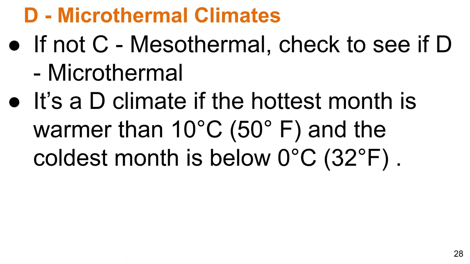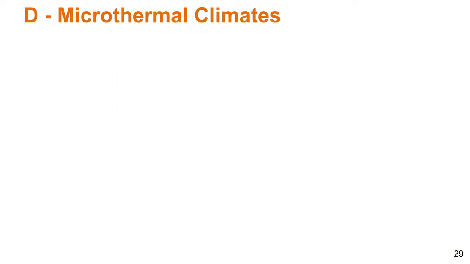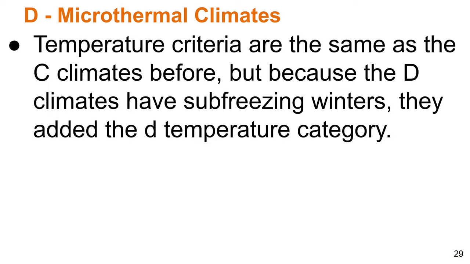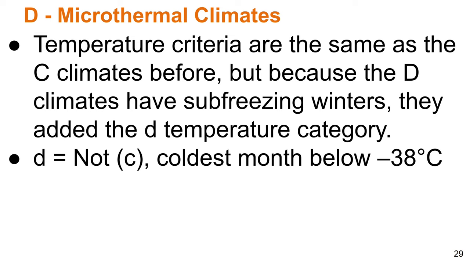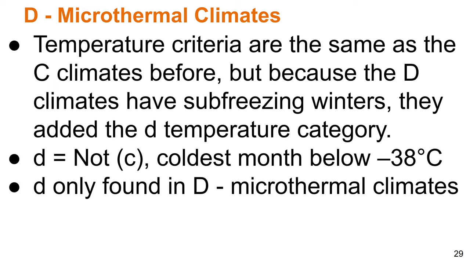If the hottest month is warmer than 10 Celsius, but the coldest month is colder than zero, congratulations, it's a microthermal climate. The temperature criteria are the same as the C climates, but because the D climates have subfreezing temperatures, they've added the D temperature category for months colder than negative 38 Celsius. The second letter, the rainfall criteria, you just use the same criteria as the C climates. So once you check the second letter, if you get to the third letter, and if the coldest month is colder than negative 38, it's a D something D climate. And you got to be in Siberia, because that's the only place that you can actually generate D something D climates.